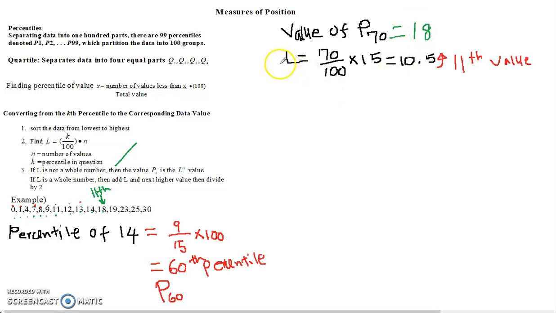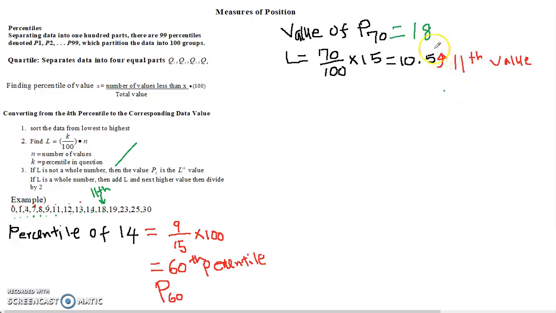Oftentimes students say L is going to be 10.5 and they think this is the answer. That's not it. The L is merely pointing to where the answer is. So if it's a decimal, you're always going to round up to the next higher whole number. Every time you have a 0.1, 0.2, it doesn't make any difference. You always round up and then get the value at that position.